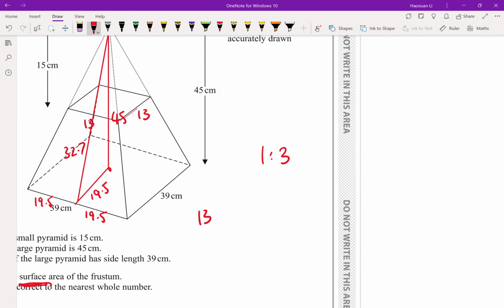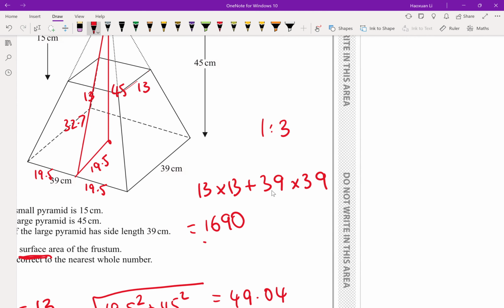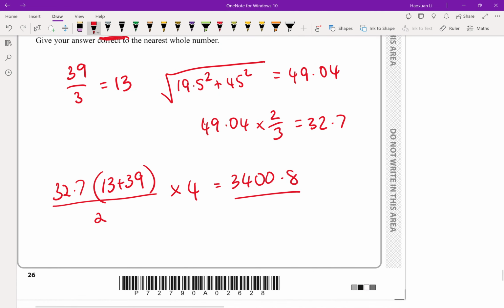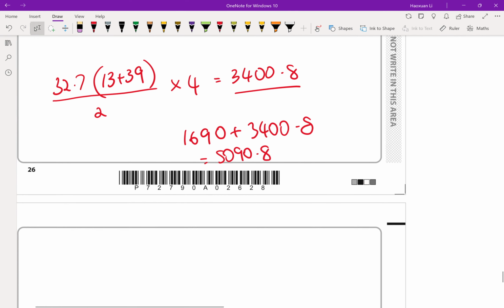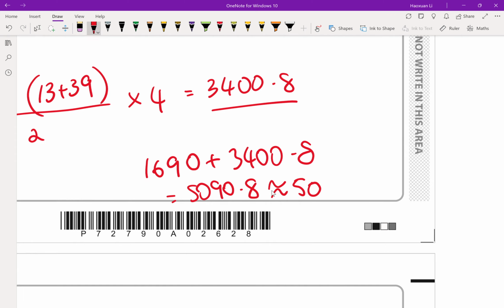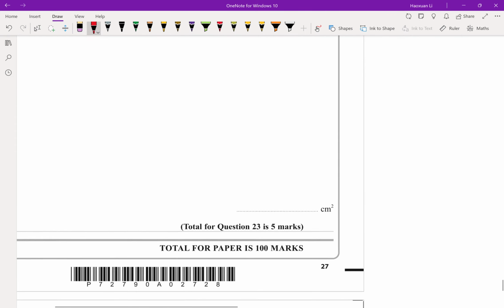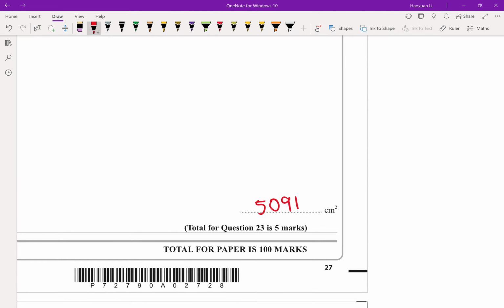So therefore this face will be 13 times 13 and 39 times 39. So that will be 13 times 13 plus 39 times 39, which would be 1690. So 1690 and 3,400.8, and 1690 plus 3,400.8 would give you 5090.8, and since it asks you to correct to the nearest whole number, my answer will be 5091. So the answer to this question is 5091.